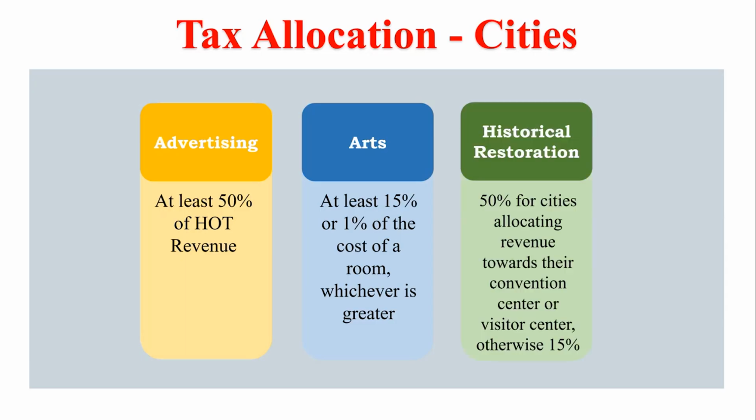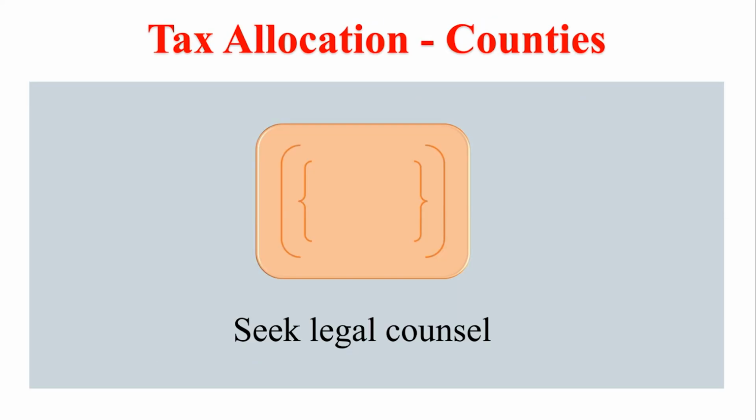Up to 15% of the revenue may be spent on historic preservation and tourism unless a city is not allocating any revenue to the convention center or visitor center. In that case, up to 50% of the revenue may be spent on historic preservation. Because the law is so heavily bracketed, there is no general rule we can provide for counties. Counties should consult their legal counsel for determination of how their hotel tax revenue may be allocated.